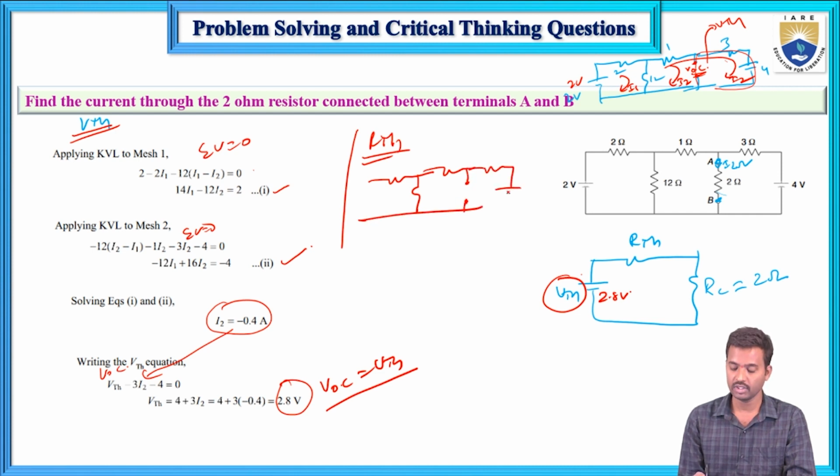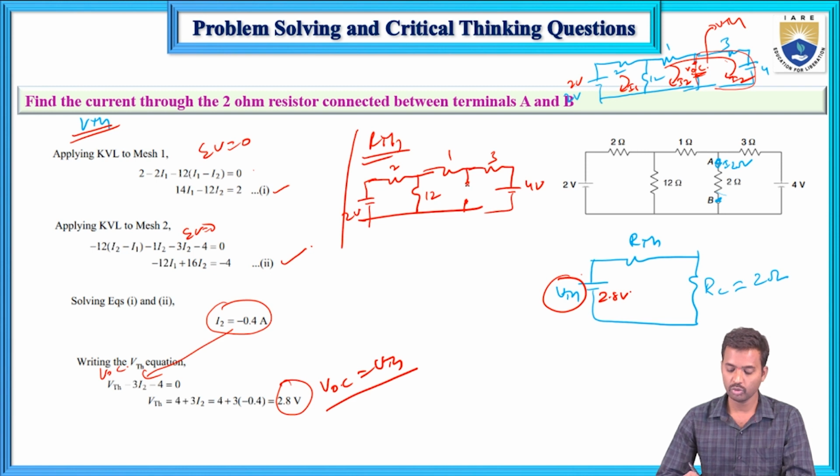So the first one is here. 2 volts, and this one is 2, and this one is 1, and this one is 12, and this one is 3, and this one is the 4 volts. Remove the load resistance first. Remove this load resistance of 2 ohms from the given circuit, and voltage sources are replaced by short circuits. This voltage source is replaced by a short circuit.